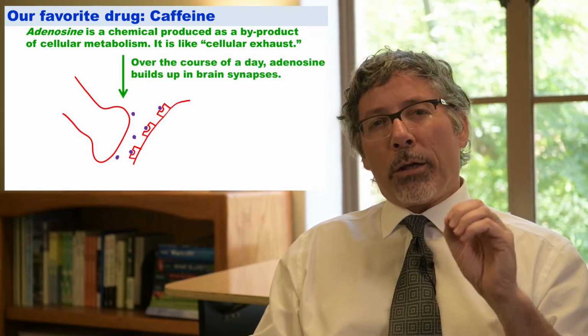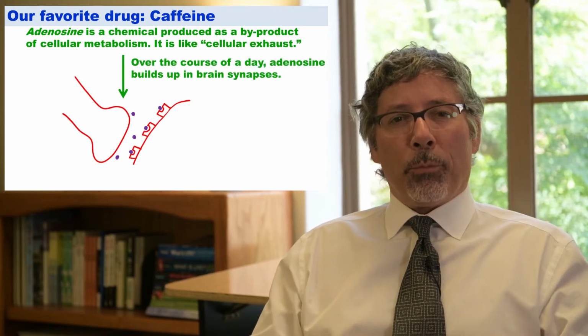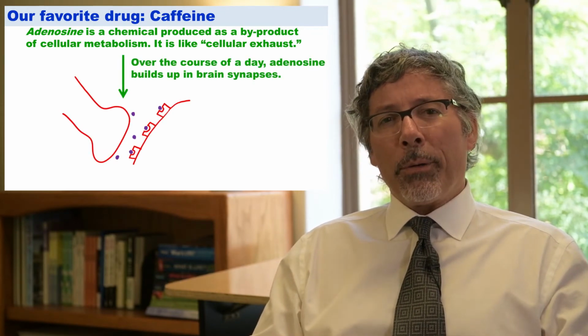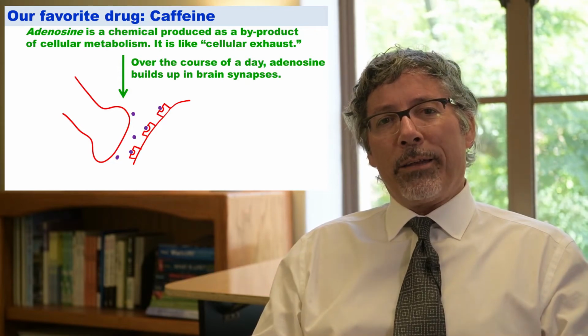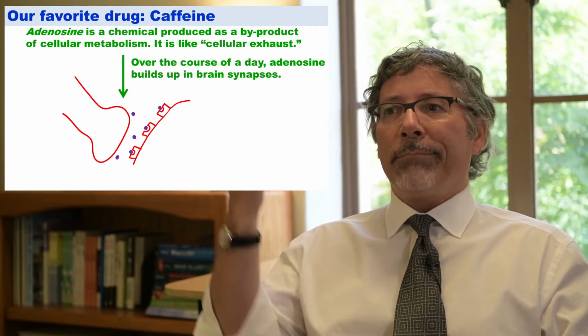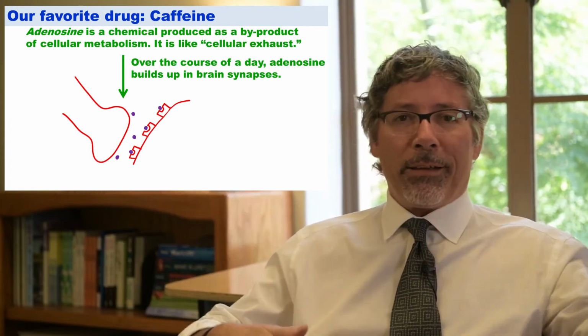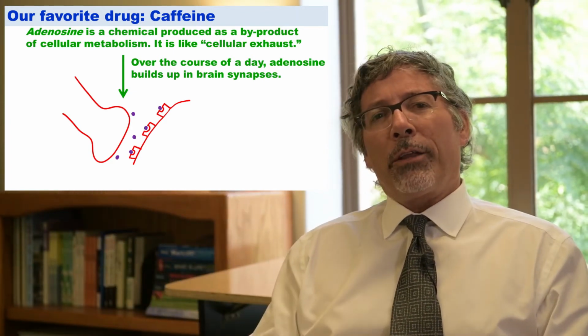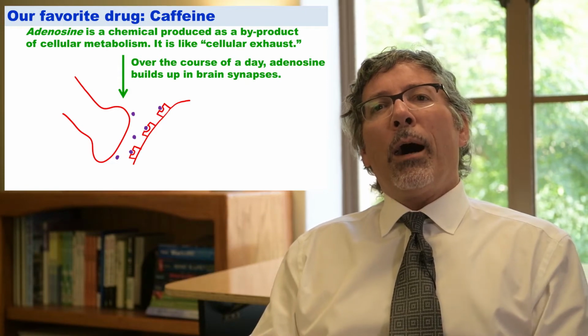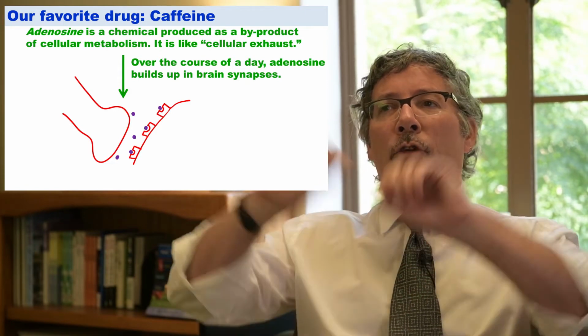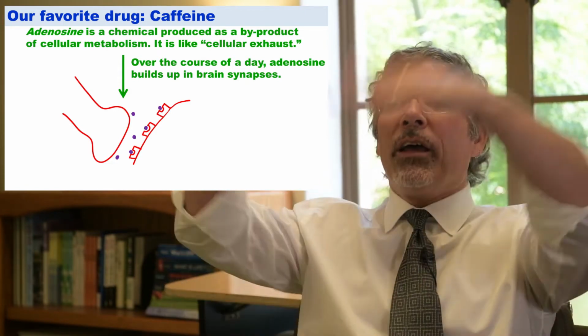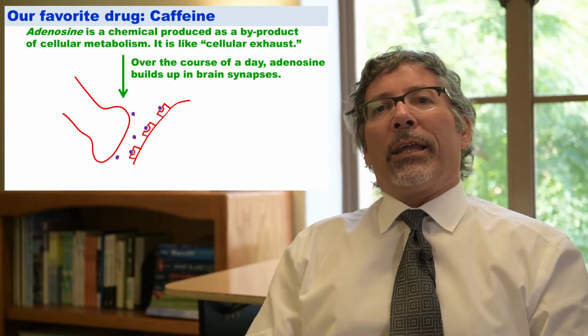As a byproduct of all this cellular activity in your brain, there's a buildup of the chemical adenosine. You might remember from high school biology, adenosine triphosphate. So it's the same thing. It's part of ATP. It's part of a lot of things. But this adenosine builds up. You can think of it as like exhaust, that the cells are running hard, they're spewing out adenosine.